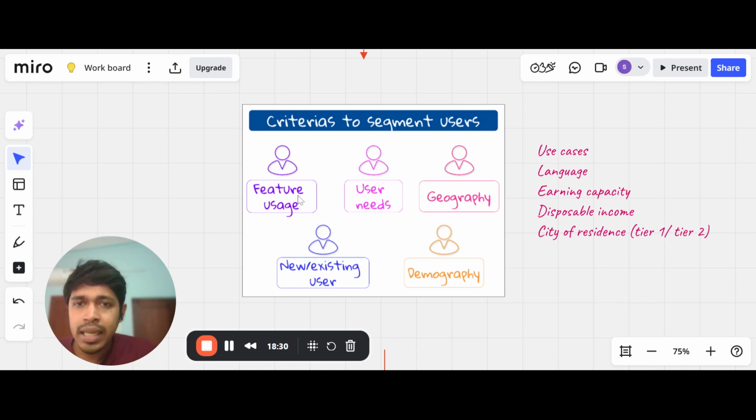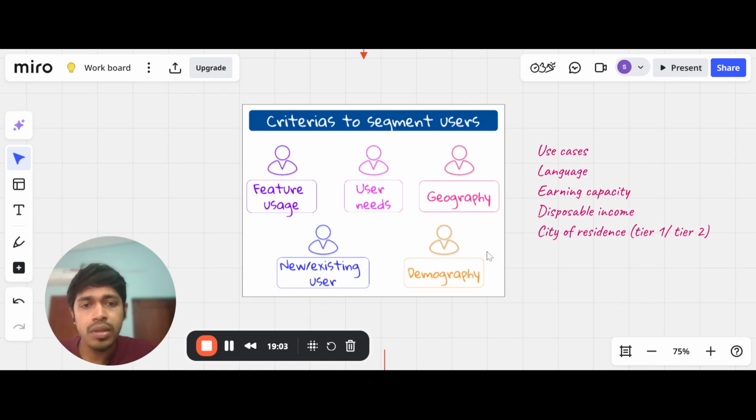Feature usage is basically, any product will have different features, and you can categorize the users in terms of a set of users who are frequently coming into the product. We can call them power users, right? Another set of users who are not that frequent, another set of users who are almost dormant, right? So with this criteria, you can segment the users in three. And according to the user needs as well, you can do that.